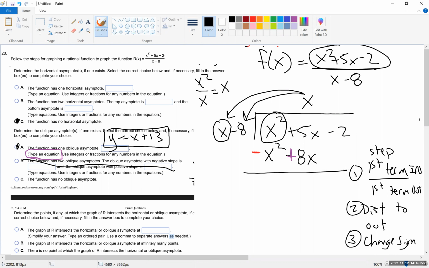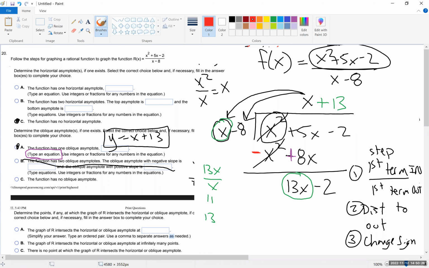And then we add. So x squared minus x squared is 0. 5x plus 8x is 13x. And then we bring down the -2. And then we repeat the process until we can't do it anymore. So what's the process? First term on the inside divided by first term on the outside. 13x divided by x is 13. So we're going to put plus 13 on the outside.